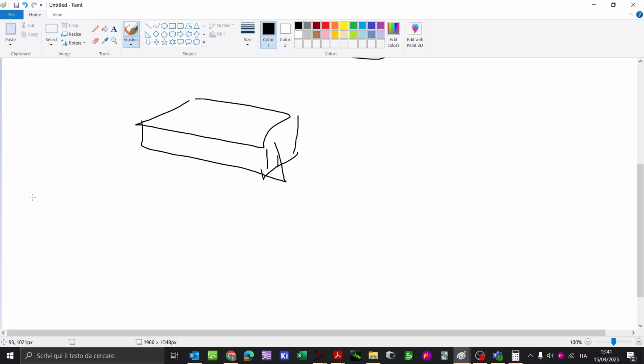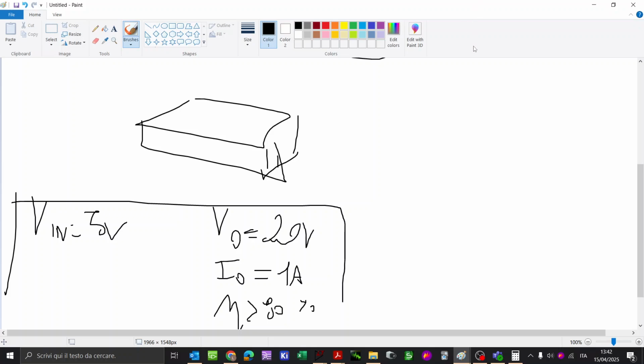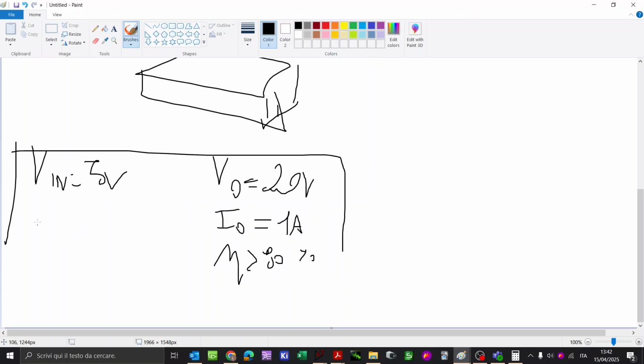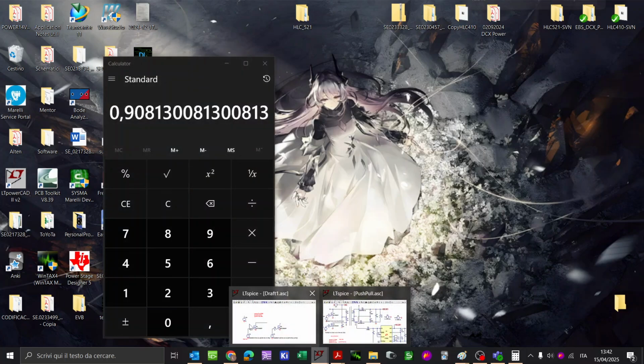So we want to have Vin equal to 5 volts and Vout equal to 20 volts, more or less, and an output current of 1 amp, an efficiency of at least 90%. So let's do this. And we want a compact solution. Compact with small passives. Okay, this is important. So let's open SPICE.